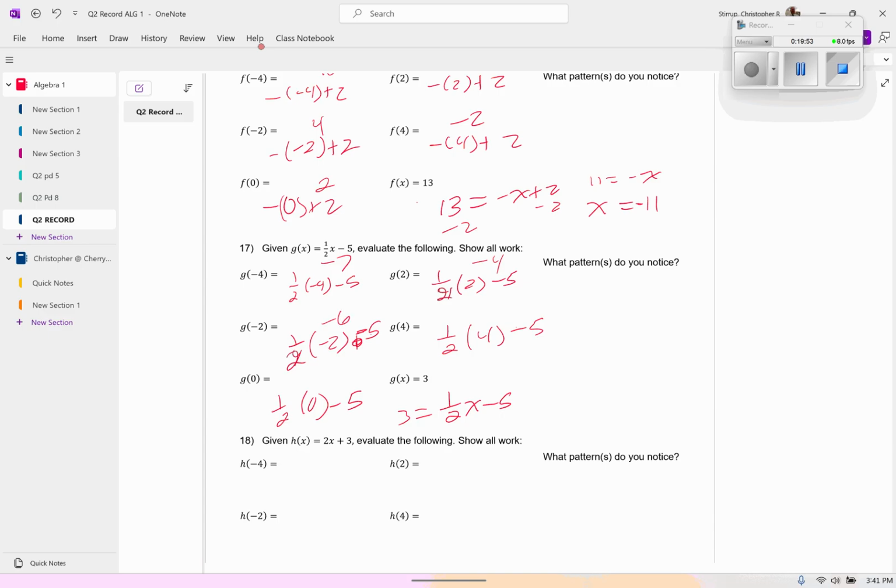What's half of 4? That's 2. 2 minus 5 is negative 3. Half of 0 is 0. 0 minus 5 is just negative 5. And then add 5 to both sides. Multiply both sides by 2. It's all done.